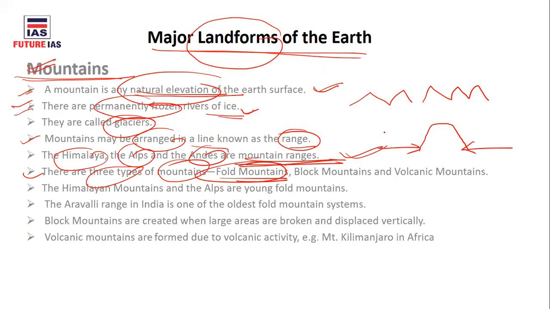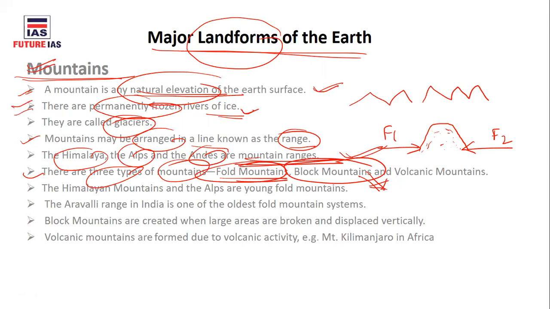right? So there is one force F1, there is a second force F2, which has compressed this intermediate strata, and this strata or sediment is basically folded in the form of a fold mountain. Then you have the block mountain. Block mountains are also called horst mountains. They are formed because of tensional forces or because of compressional forces.